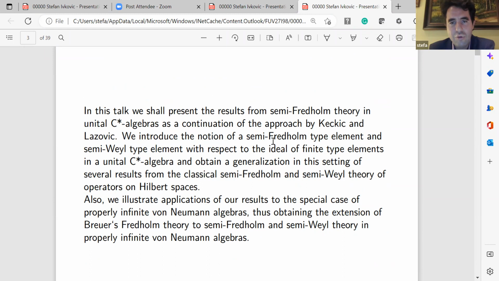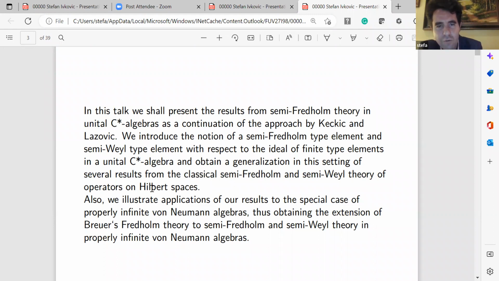I will then introduce a notion of semi-Fredholm type element and also semi-Weyl type element with respect to this ideal of finite type elements. And then of course, the aim is to obtain a generalization in this setting of several results from classical semi-Fredholm and semi-Weyl theory, which we know from before. But one can ask, why should we do this? We have some general axiomatic approach, but what are the applications?